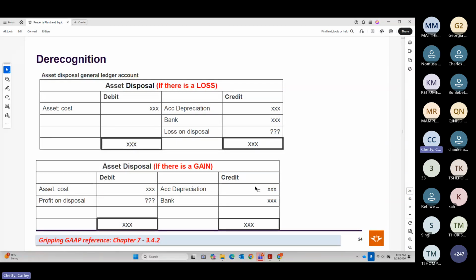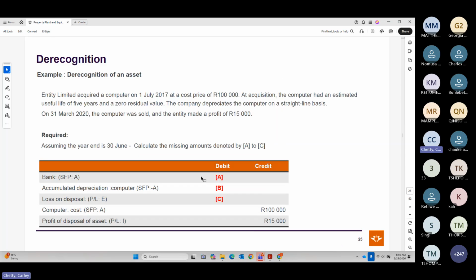Then if we have an asset disposal account in a scenario where there's a gain, this is what the asset disposal account shows. So we're going to have debit asset cost, and we're going to credit the asset disposal with accumulated depreciation and bank. And then here, if we have a gain, it means the proceeds we are getting for this asset on disposal is greater than the carrying amount. So we will have debit profit on disposal. So this is what the asset disposal general ledger account shows. I'm quite certain you've seen this in prior years, maybe first year or even last year.